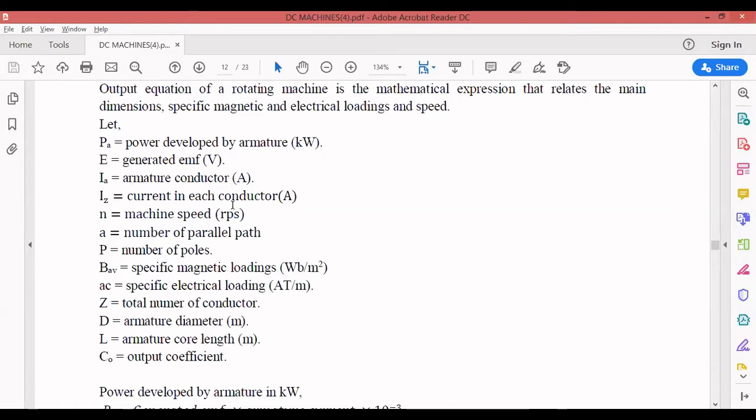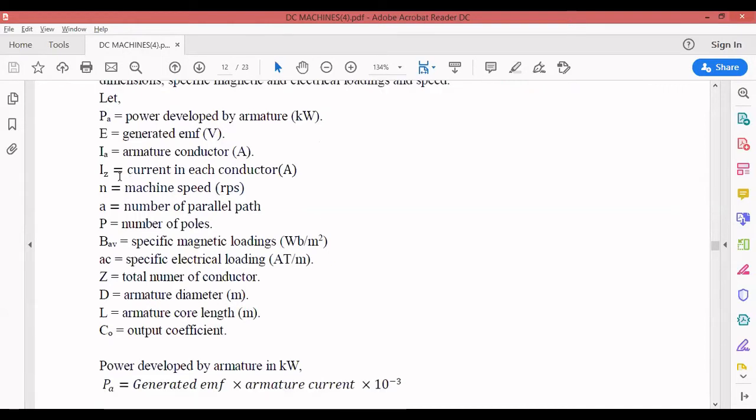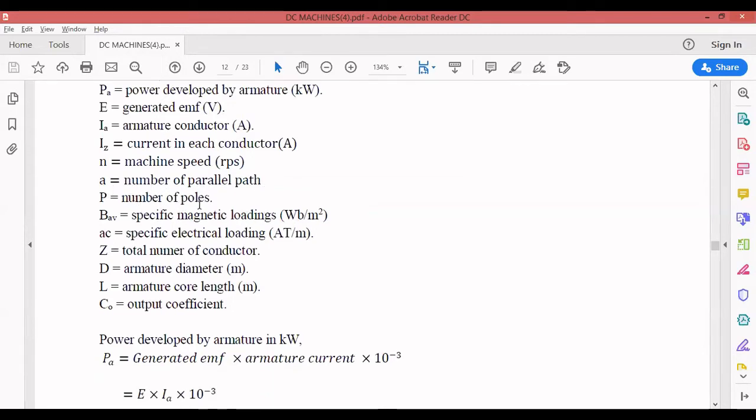Iz represents the current in each conductor. Ia represents the current in the armature, the total armature current. N is the machine speed in RPS, A is the number of parallel paths, and P is the number of poles. Bav is the specific magnetic loading, ac is the specific electrical loading, and Z is the number of conductors.